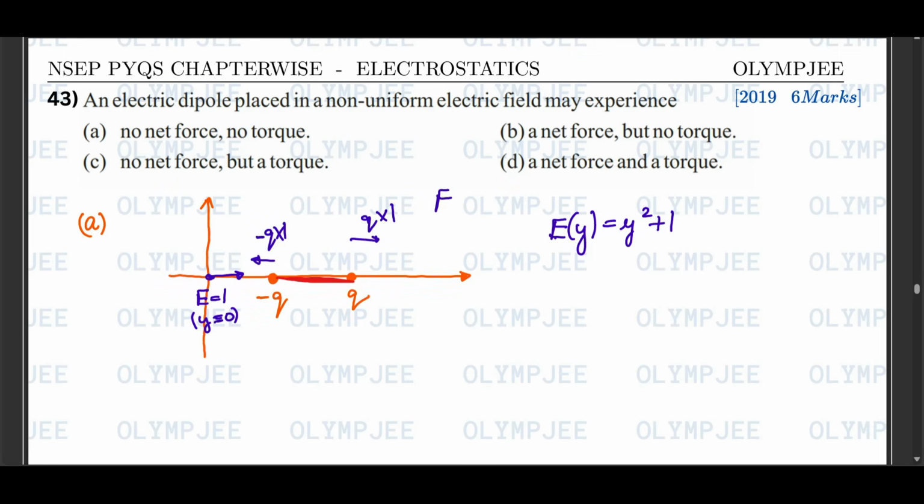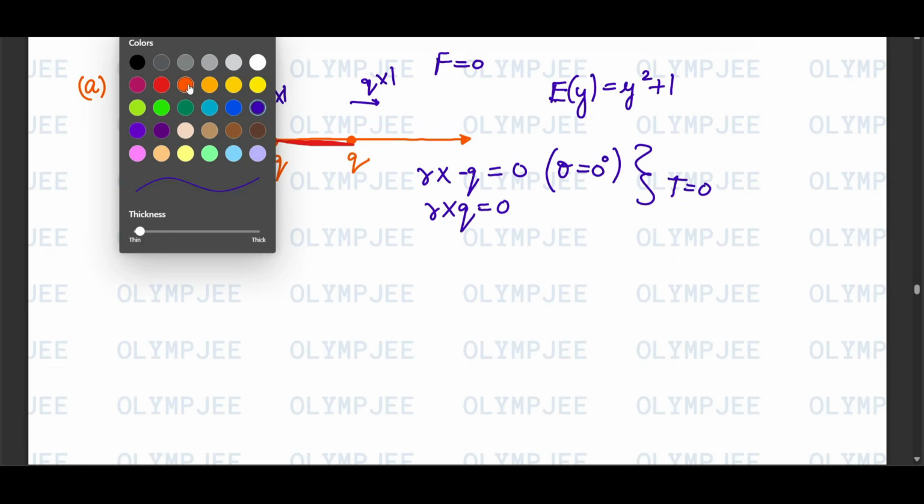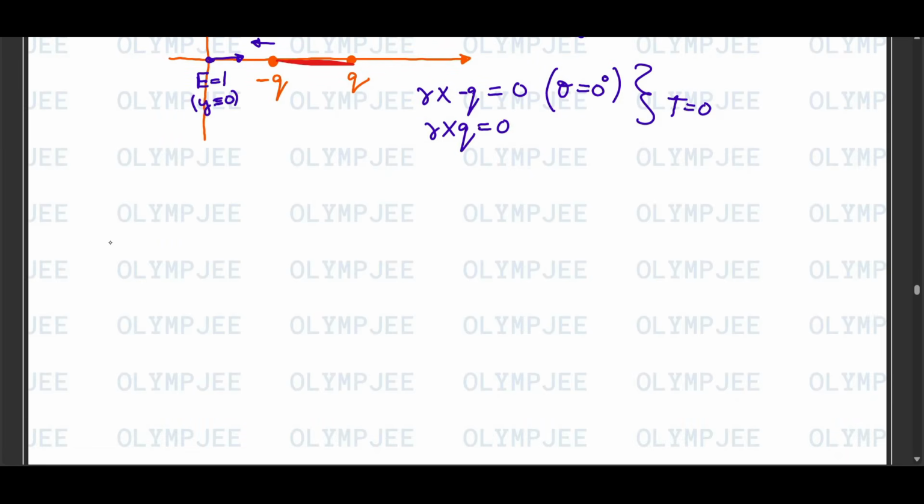So the force is 0 and the torque will also be 0 because r cross minus q is 0, because theta is 0 degrees and sine 0 is 0. Similarly, r multiplied by q will also be 0. So this implies that the torque will be equal to 0. Now let us check option B. Option B says a net force but no torque. So this is also possible. Let us see.